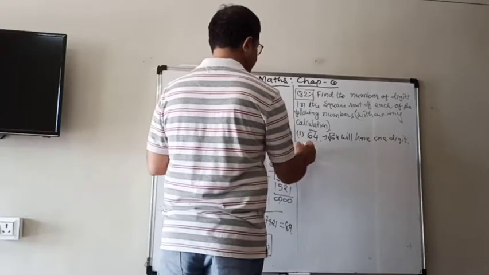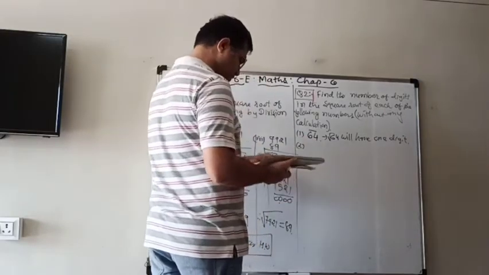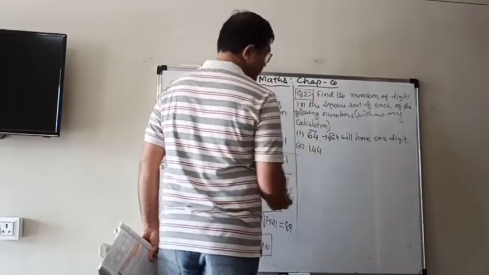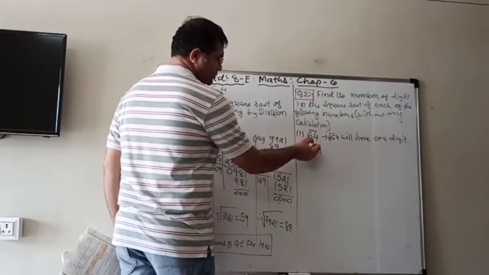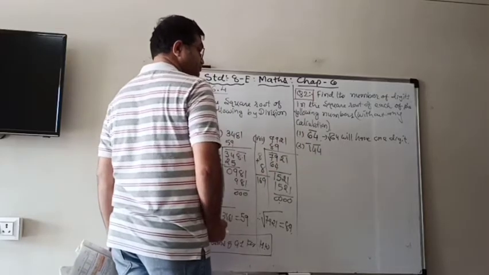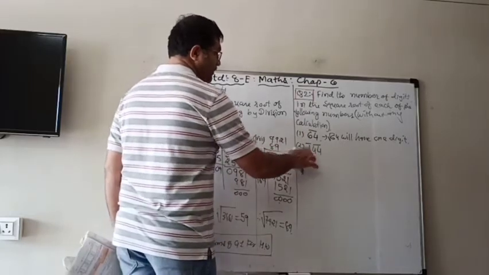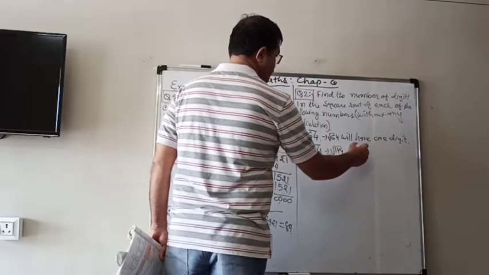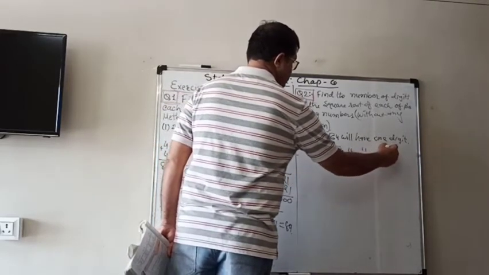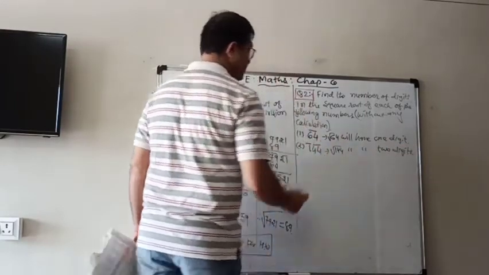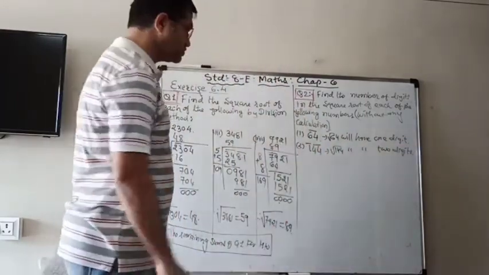Second. What is the second number? It is 144. Now when you make the pair, the one is alone, but it is a pair. So how many pairs do we make? 2. So square root of 144 will have 2 digits. You know that square of 12 is 144. 1 and 2, two digits.